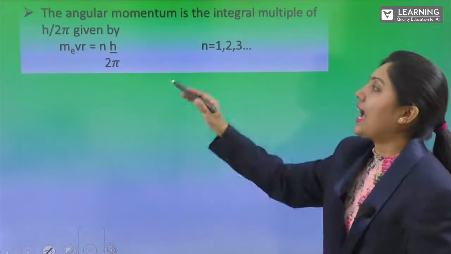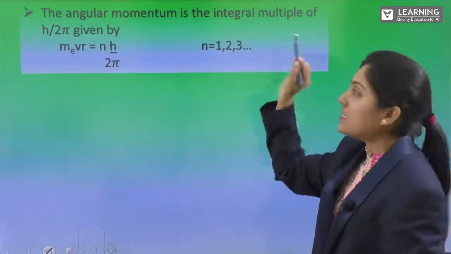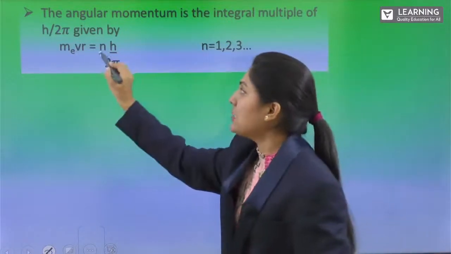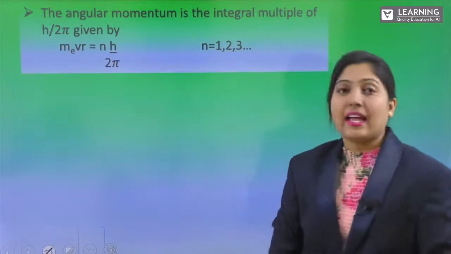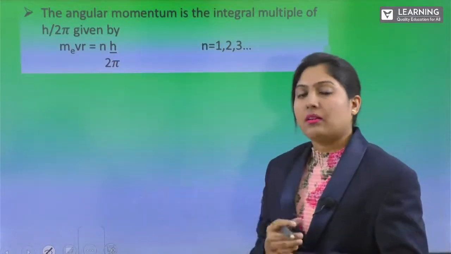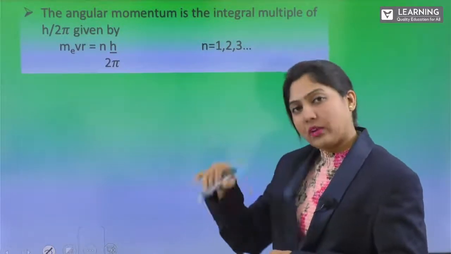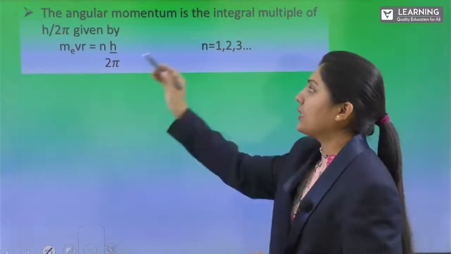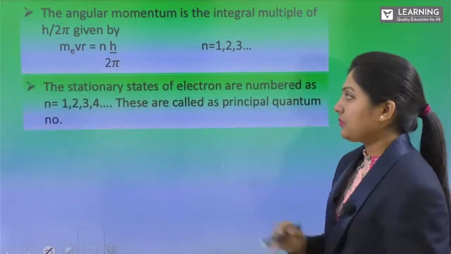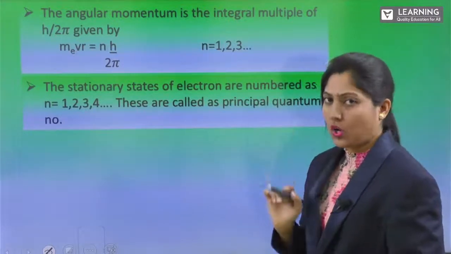Here we get the angular momentum as an integral multiple. What is this integral multiple? This angular momentum is the integral multiple of h by 2 pi. Integral means an integer multiplying. If you multiply by 1, it gives the first orbit, 2 the second orbit, 3 the third orbit. So it will be the integral multiple of h by 2 pi, where n is equal to 1, 2, 3, as I said, the number of orbits.